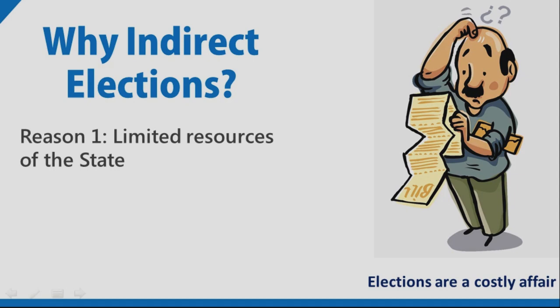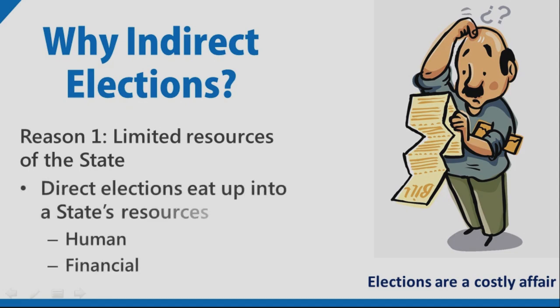The first point, limited resources of the state. Direct elections eat up into a state's resources, both human and financial. Just think about the elections to the Lok Sabha. Just look at what kind of resources are being used, how many people get into campaigning, what are the financial resources that are going into it, just the kind of canvassing that happens. Direct elections eat up into a state's resources, both human and financial, because it is the state government and the union government's employees who act as electoral officers.